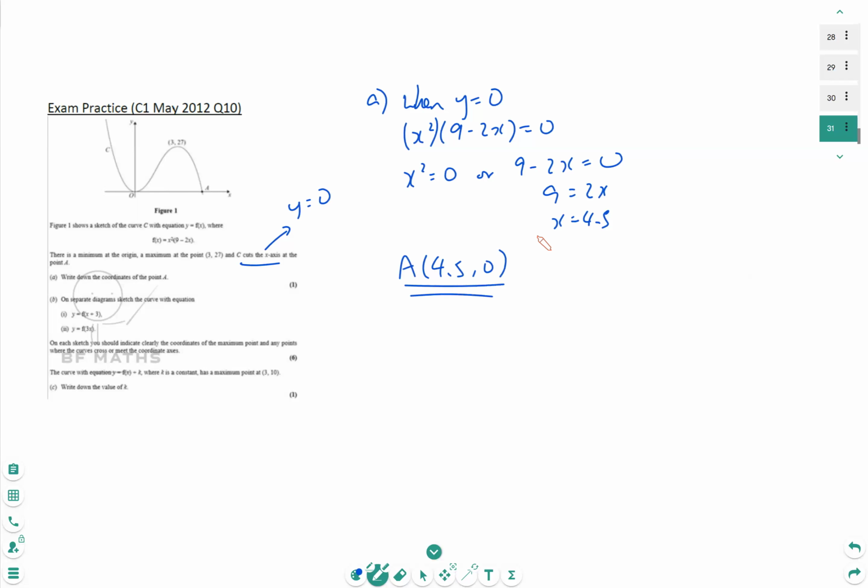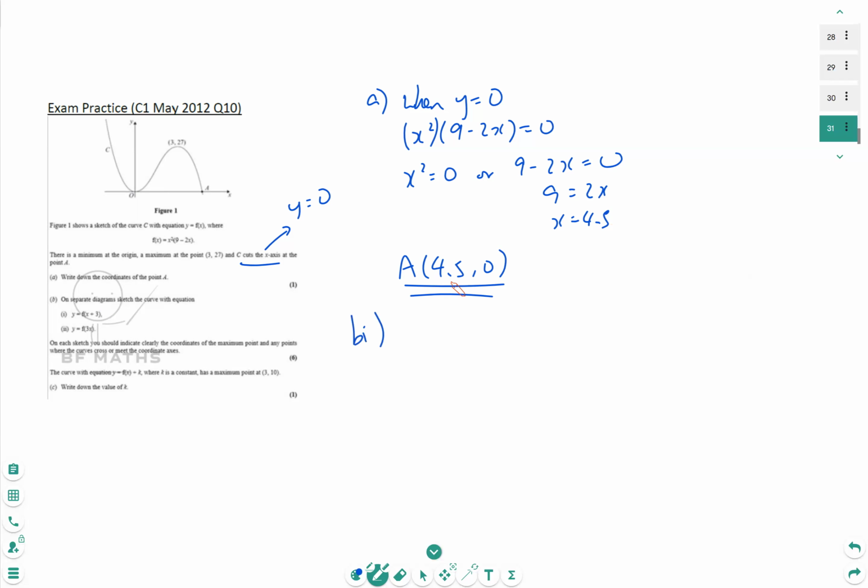If you just got 4.5, that wouldn't give you the mark. Just one mark. So it's quite brutal if you got it wrong. If you got 4.5 but you didn't write it as a coordinate, you lose the mark. Part B, on a separate diagram, sketch the curve with equation f of x plus 3.